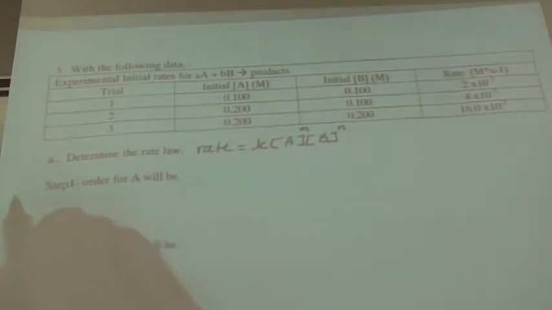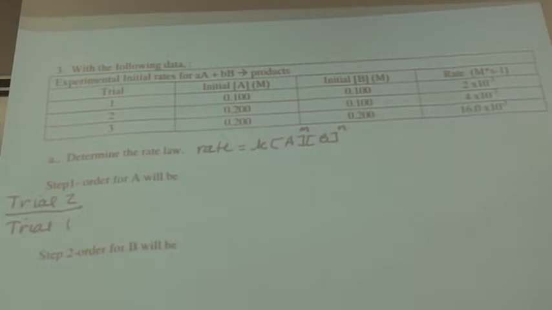So I'm going to take trial 2 over trial 1. And I'm going to put 2 on top because it has bigger numbers and I want this to come out to be a whole number. If you did trial 1 over trial 2, you'd come out with the decimal; take the inverse of that and you get the same answer. Got it?